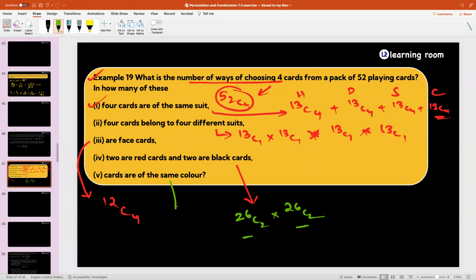So the cards are of the same color. Out of the 26 red cards that are available, you can choose any 4, or out of the remaining 26 black cards, you can choose any 4. So that is the answer for the fifth one. So 26C4 or 26C4.